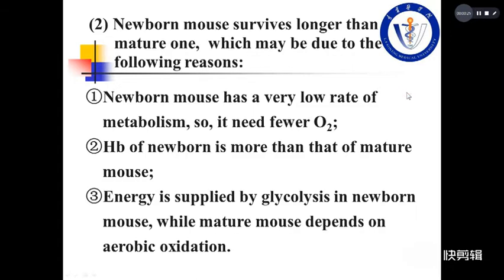Now the second question. The newborn mouse survives longer than the mature mouse, which may be due to the following reasons. First, the newborn mouse has a very low rate of metabolism, so it needs less oxygen. The second, hemoglobin of the newborn is more than that of the mature mouse. The third, energy is supplied by glycolysis in the newborn mouse, while the mature mouse depends on aerobic oxidation. So the newborn mouse survives longer.